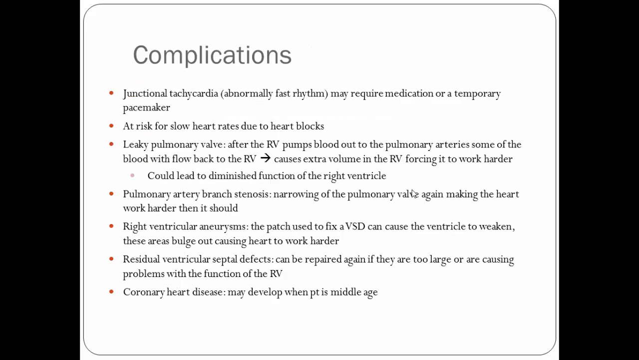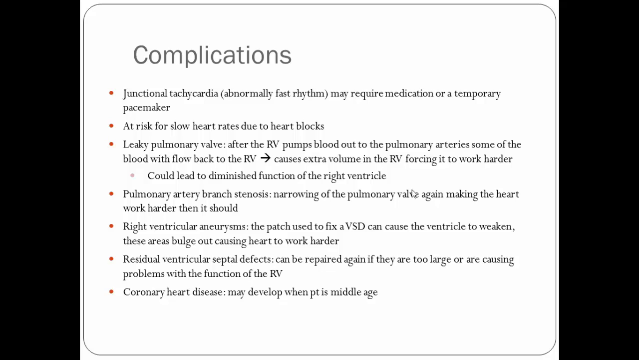Some of the complications that can occur after the corrective surgery include junctional tachycardia, which is an abnormally fast rhythm that may require medication or a temporary pacemaker. Patients are at risk for slow heart rates due to heart blocks. A leaky pulmonary valve may happen after the right ventricle pumps blood out to the pulmonary arteries, which leads to some of the blood flowing back to the right ventricle. This causes extra volume in the right ventricle, forcing the heart to work harder. This could lead to diminished function of the right ventricle.